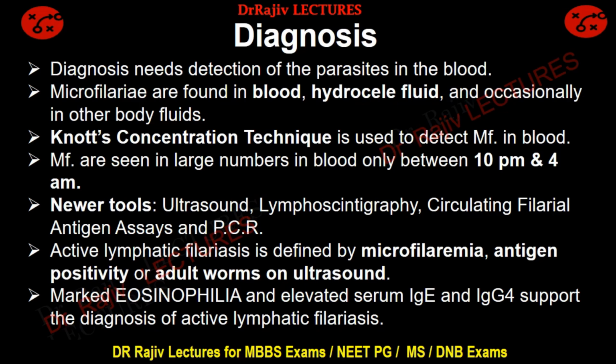Active lymphatic filariasis is defined by microfilaremia, antigen positivity, and adult worms on ultrasound. Marked eosinophilia and elevated serum IgE and IgG4 support the diagnosis of active lymphatic filariasis. However, there is extensive cross-reactivity between filarial antigens and antigens of other helminths. Hence, mere seropositivity cannot be equated with active infection, especially in endemic areas.